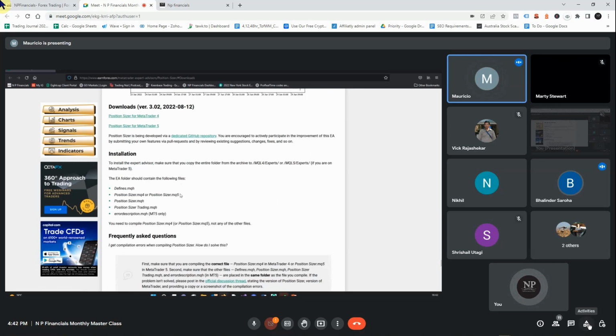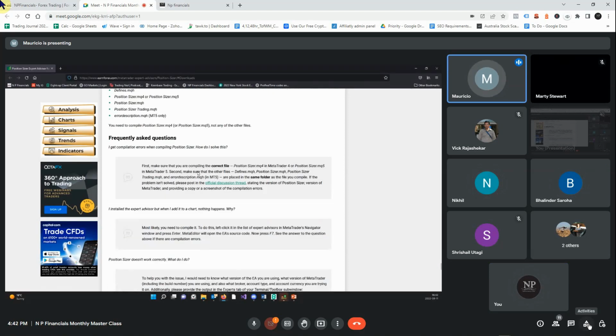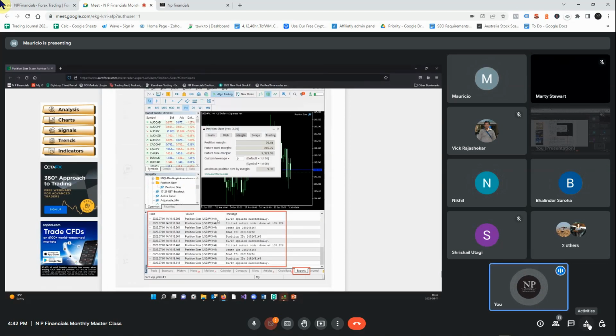Fantastic, brilliant. Thank you so very much, Mauricio. It's a really fantastic tool. There's some instructions here on how to install as well. And greatly, it is available in MT4 as well as MT5. Correct, yes. Which is fantastic. Yeah, thank you so very much.